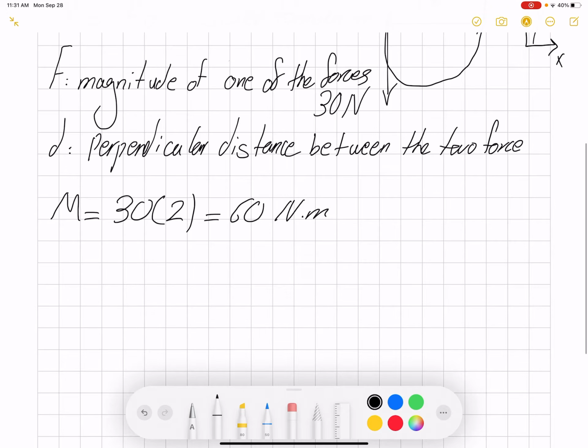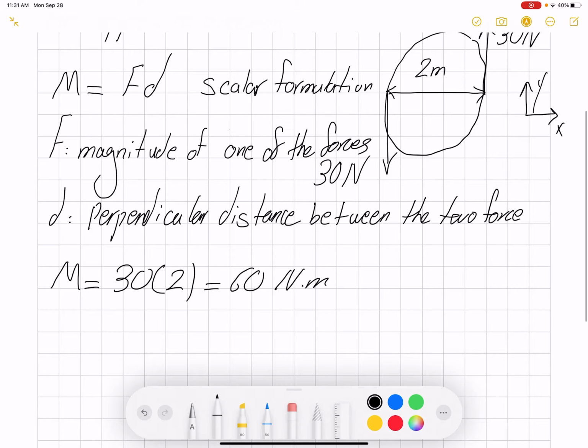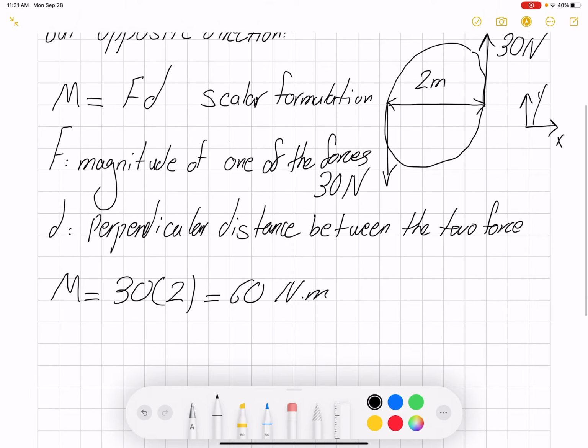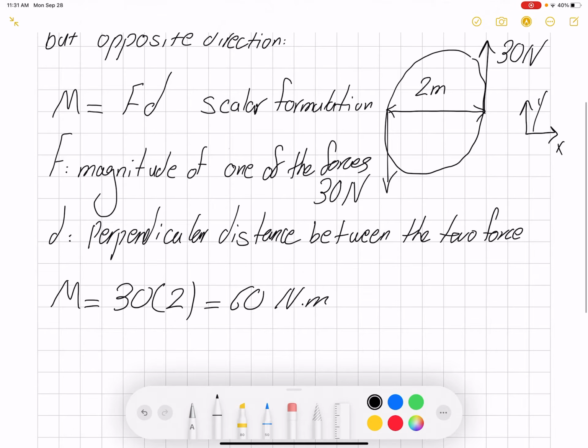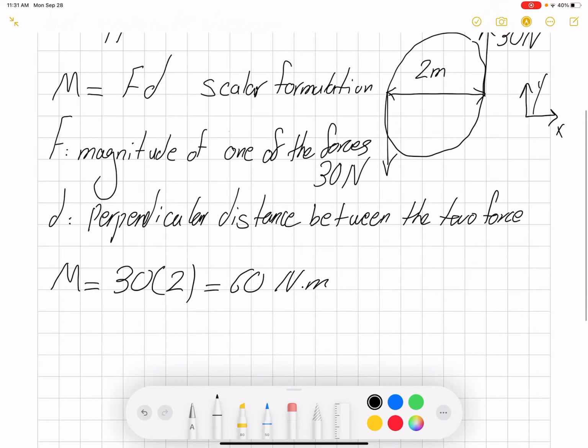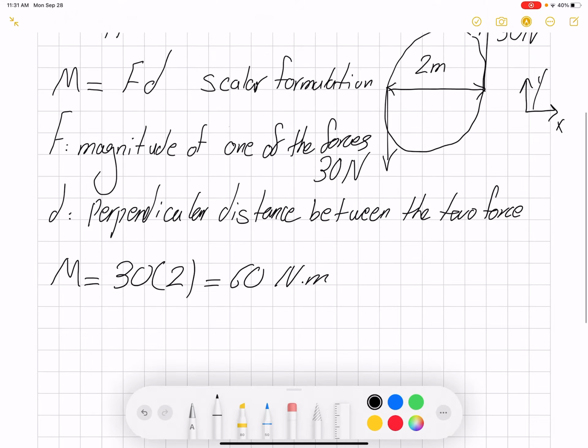You are probably thinking this is the same as what we previously talked about. What's the difference? Moment is force times distance. But the difference here is that we are not finding a moment about any point. We are treating the moment as a free vector. So a couple moment is a free vector that can act at any point on or off the body. And that's the important distinction.